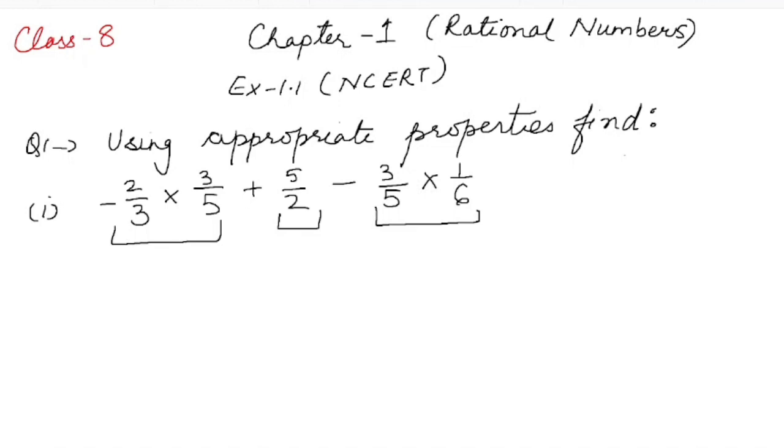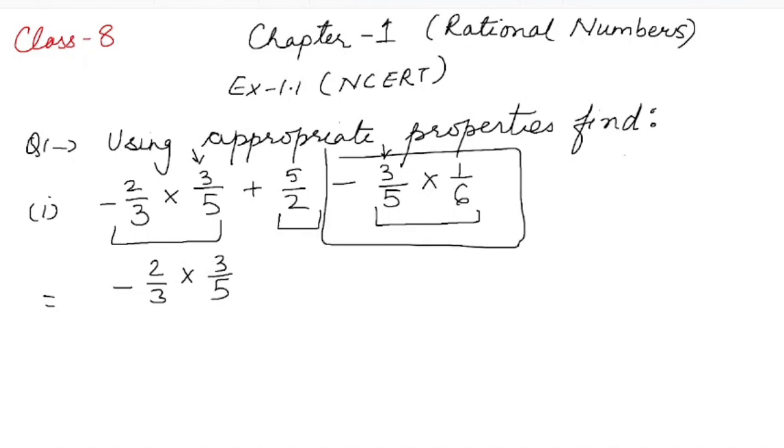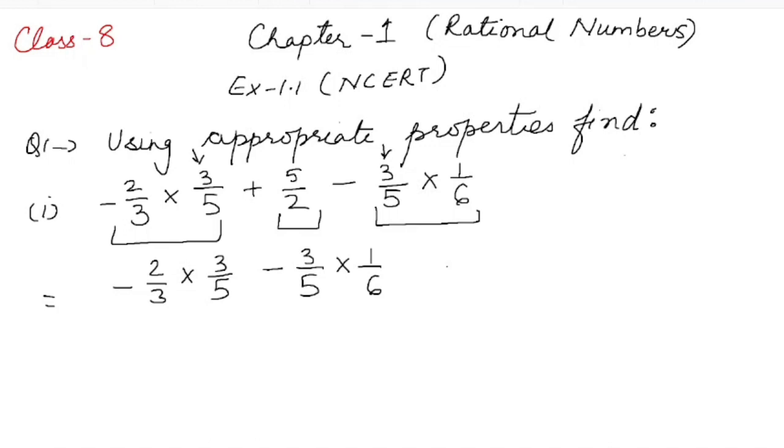Now we will decide which property we have to use. For deciding that, we will check the numbers which have something common, like 3 by 5 is common here. So we will do the grouping of these numbers. We will write minus 2 by 3 multiply by 3 by 5, that is the first number, and we will bring this part with this so that we can do the grouping. So here we will write minus 3 by 5 multiply by 1 by 6. We will write them together and we are left with plus 5 by 2, so we will write that at the last.